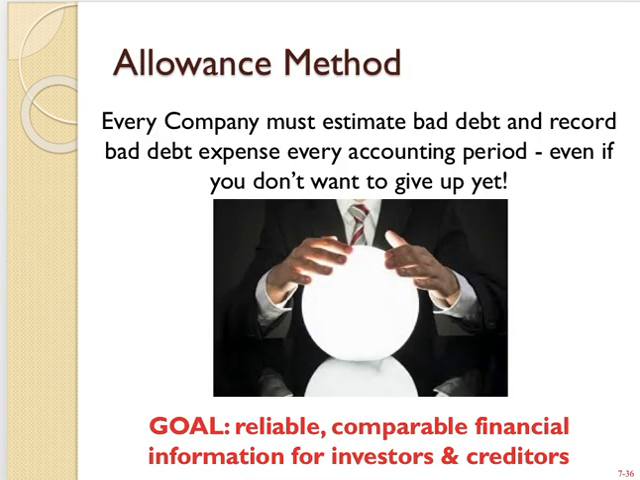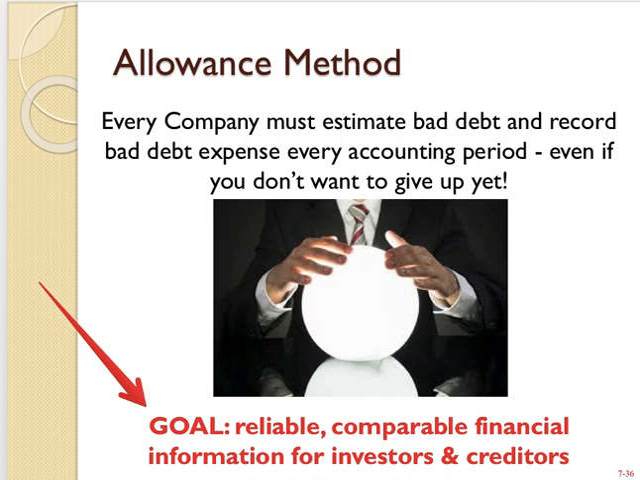So as we mentioned in the last video, what the allowance method says is that every company must estimate bad debt and record bad debt expense every accounting period, even if you don't want to give up yet. Because we know that different companies are going to have different thresholds for when they're ready to give up, and that causes inconsistent and unreliable financial information. So in order to make it reliable and consistent and comparable between different companies, regardless of each company's different policy, we have to have the allowance method. And again, that goal is so that we have reliable, comparable financial information for investors and creditors.